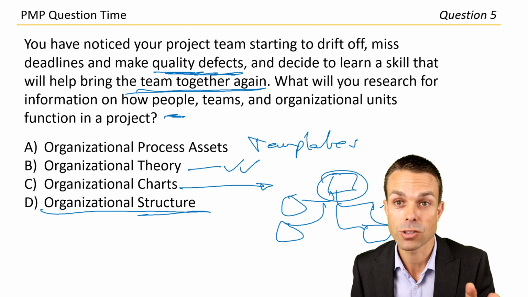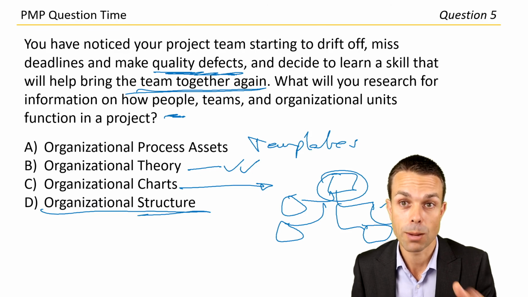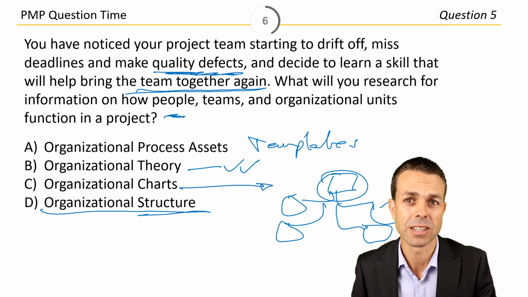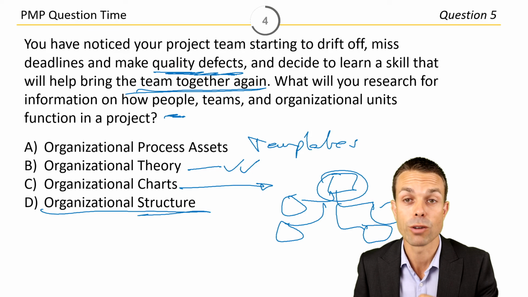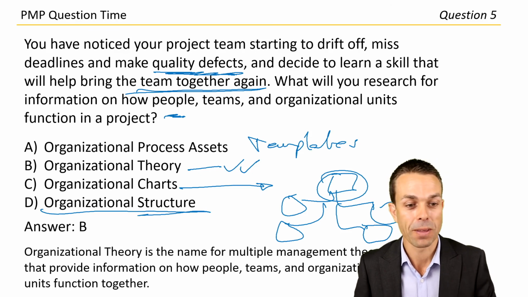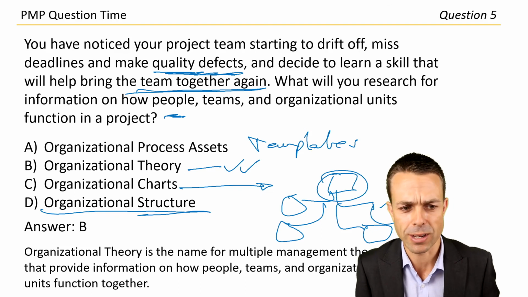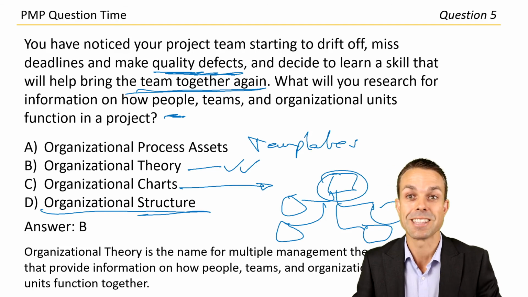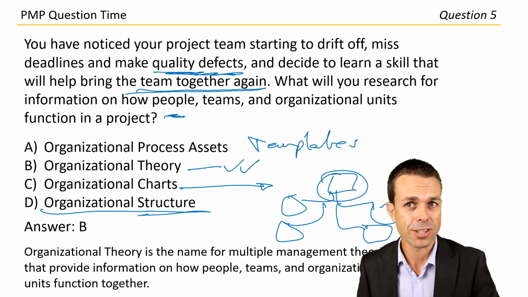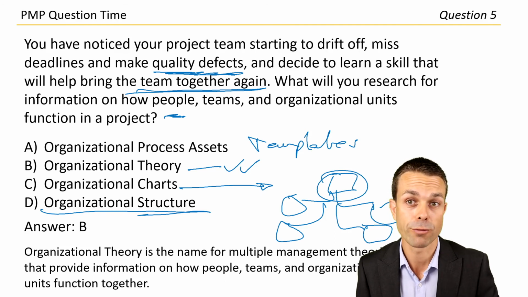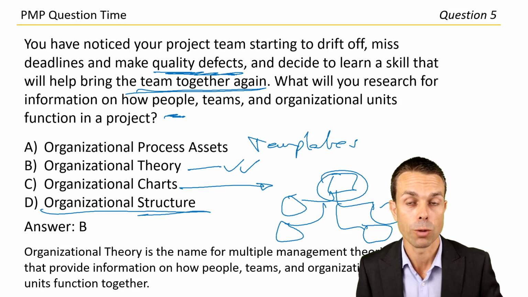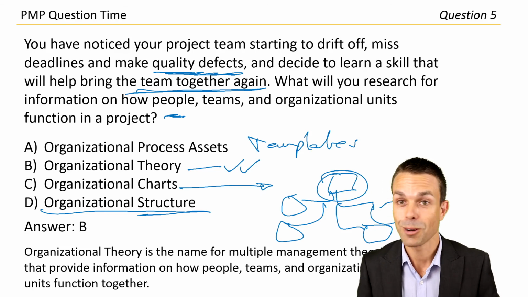And there are many different types of organizational theories that you'll come across. And I would really recommend that you learn Herzberg's theory of motivation, Maslow's hierarchy of needs, a lot of different things. And these are great for helping motivate your team. Answer B, that's great. Organizational theory is the name for multiple management theories that provide information on how people, teams, and organizational units function together, which is the exact definition of a project, made additionally difficult because you have to bring people together, often for the first time, instead of having ownership of a function or a particular management unit already. So, that's the challenge of projects.